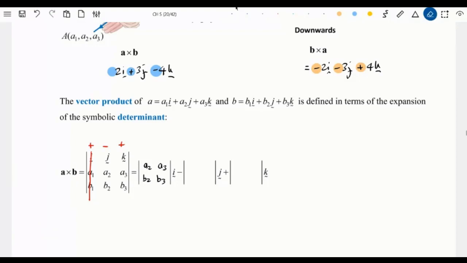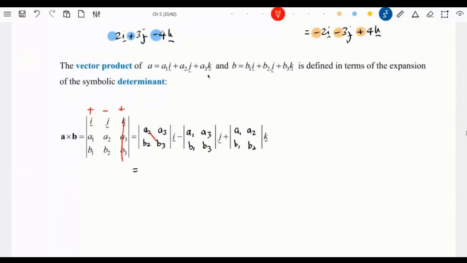Okay, and in order to get the J part, kita akan delete the second column. So end up with A1, A3, B1, B3. Okay, and then for K, kita akan delete the third column. So yang tinggal adalah A1, A2, B1, B2. Okay, so nak simplify sama juga.